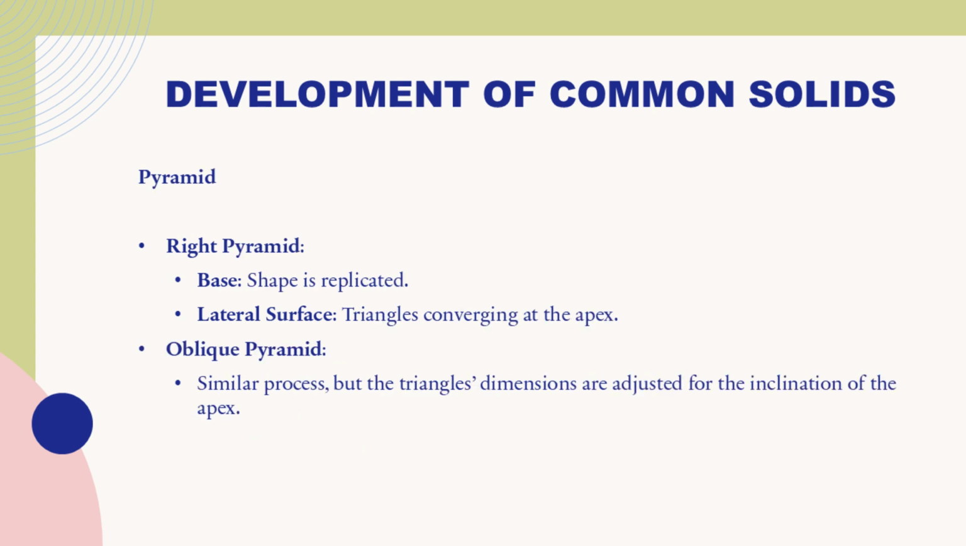Pyramid surface development reveals the shape's fundamental geometry. Right pyramids replicate their base shape in the layout. Lateral surfaces appear as triangles converging at a single apex. Oblique pyramids demand more nuanced dimensional adjustments. The triangle's dimensions are carefully modified to reflect the apex's inclination.